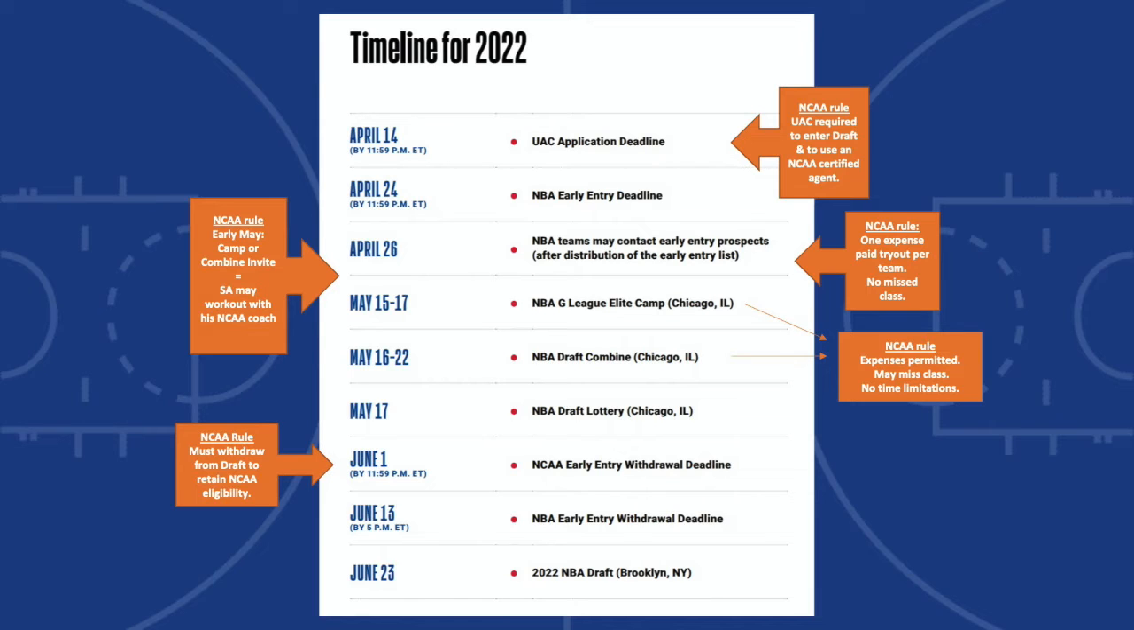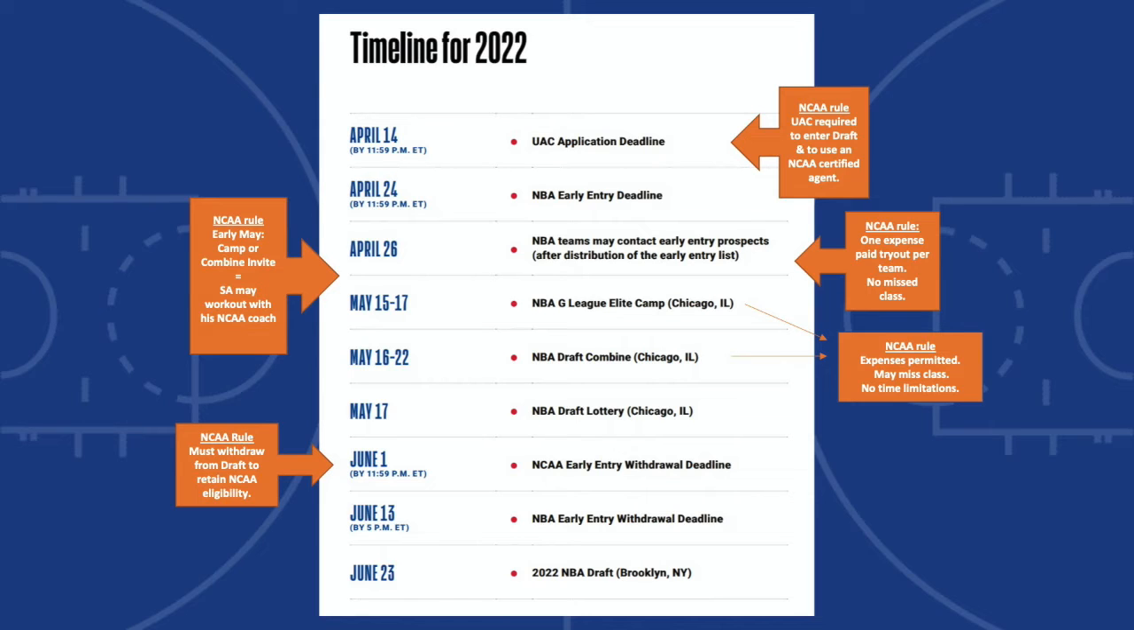The orange text boxes on your screen include NCAA rules that are important to remember related to these key dates. Please note, these NCAA rules only apply to men's basketball student athletes who have eligibility remaining and would like to retain that NCAA eligibility. The first date, April 14th, is when the NBA Undergraduate Advisory Committee deadline occurs.